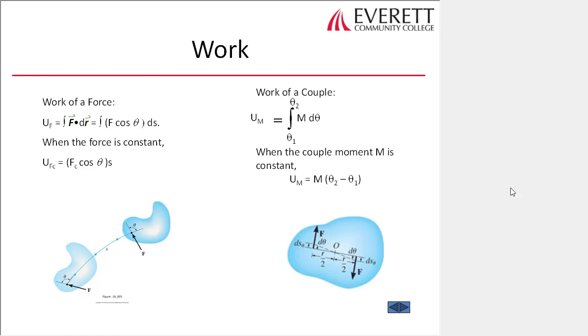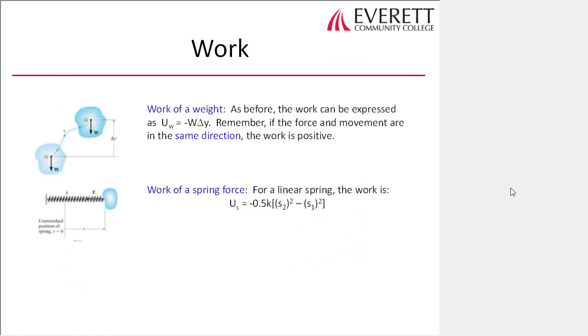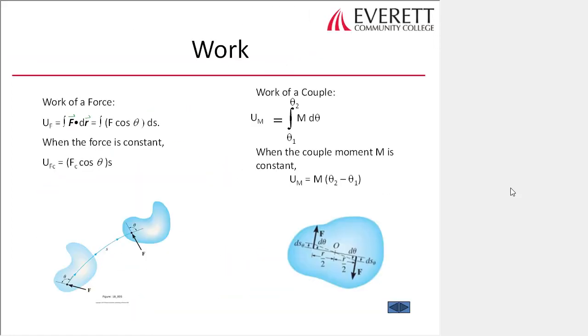When the couple moment is constant, it's just going to be M times theta 1... it's just going to be M times (theta 2 minus theta 1). So in other words, we have something that's causing a rotation. How far did we rotate? It's exactly the same thing as a force. We have something that's trying to push it. How far was it able to push it? F times distance, moment times theta.